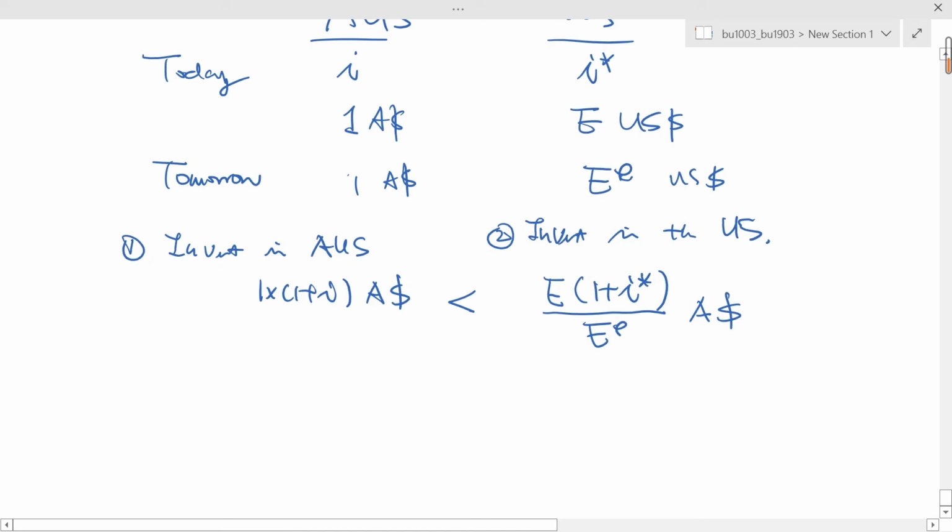Alternatively, if option 1 is less than option 2, then everybody wants to invest in the US. So investors will sell Australian dollars for US dollars. So the Australian dollar will depreciate. The price of the Australian dollar goes down, so E goes down until it reaches equality. Now if option 1 is equal to option 2, then there are no opportunities for arbitrage.